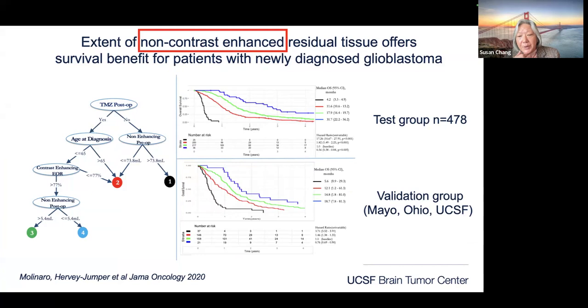as well as other groups at Mayo and Ohio, where they looked at whether the amount of residual non-enhancing volume actually had an impact on survival. And you can see here that both in the test group and the validation group, the patients who did the best were those who had residual non-enhancing postoperative volume of less than 5.4 mils. So this talks about what we think about as not only the contrast enhancing volume, but the tumor volume really, which encompasses the non-enhancing disease, since we know that these tumors are infiltrative.